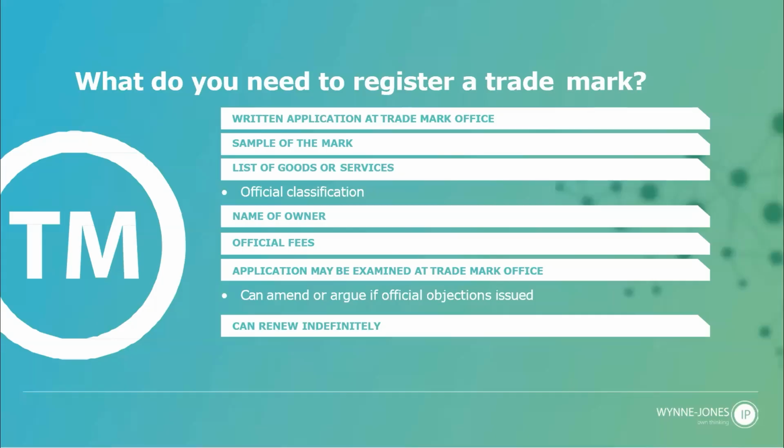What do you need to register a trademark? Here we go, the common theme: a written application to the Trademark Office. You need a sample of the mark. You need a list of the goods or services, and there's a nice little official classification system that lets you group those. The name of the owner, the official fees.